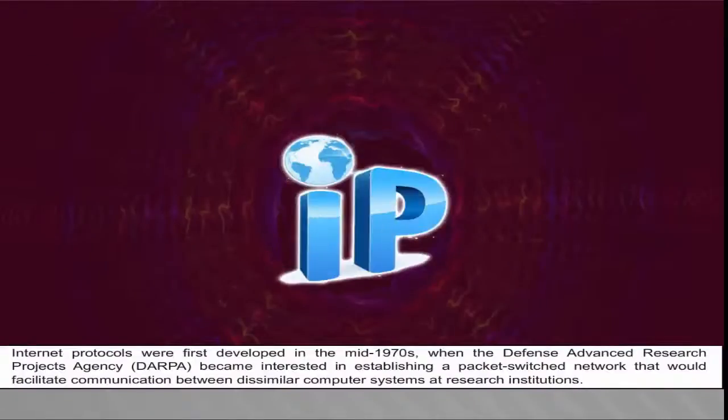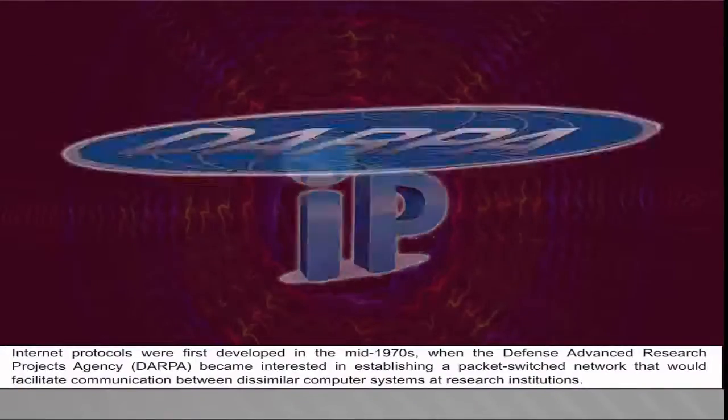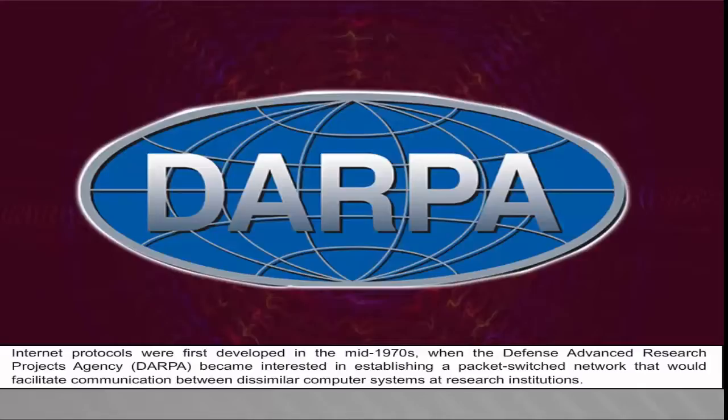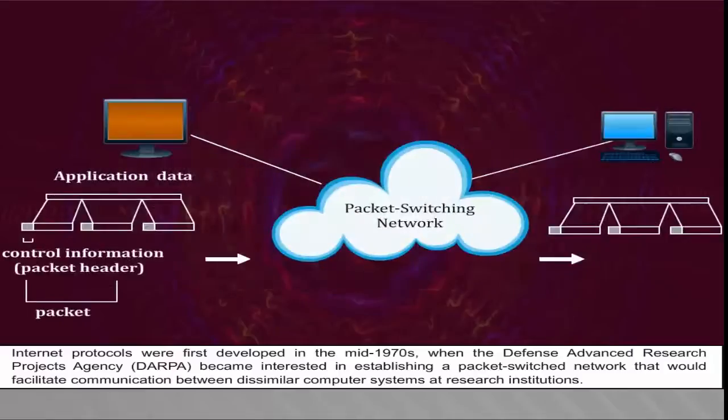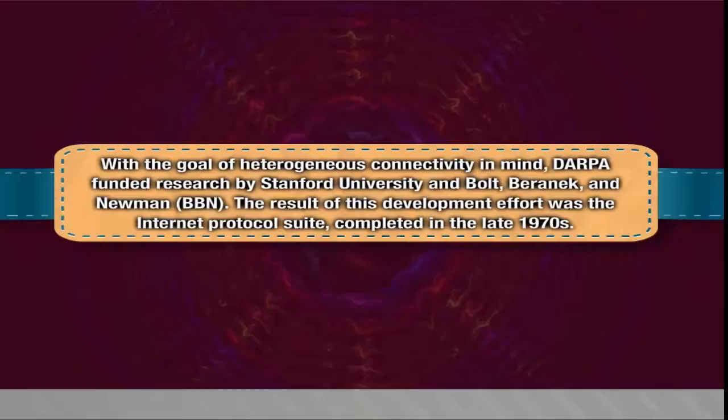Internet protocols were first developed in the mid-1970s when the Defense Advanced Research Projects Agency (DARPA) became interested in establishing a packet switched network that would facilitate communication between dissimilar computer systems at research institutions. With the goal of heterogeneous connectivity in mind, DARPA funded research by Stanford University and Bolt, Beranek, and Newman (BBN). The result of this development effort was the Internet Protocol suite, completed in the late 1970s.